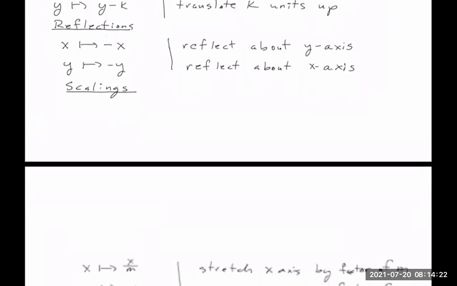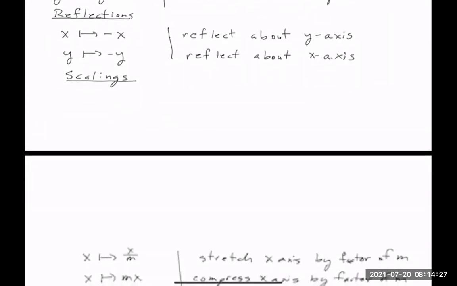Now let's consider reflections. Let us replace x by negative x.